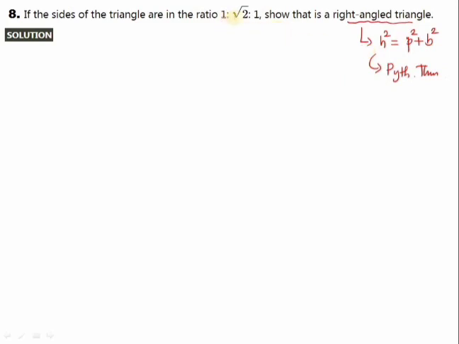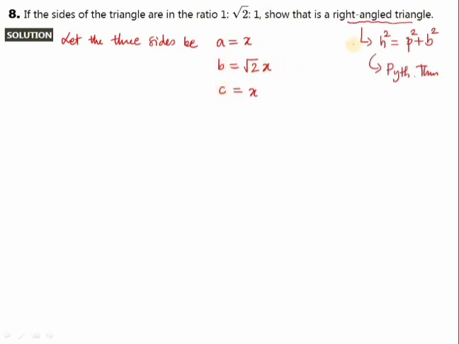So the sides of the triangle are given in this ratio. That's why we'll let the three sides be: A is x, 1 into x is x, B another side is root 2 x, and the next one is C equals x, right? So we have got three different sides. A is x, B is root 2x, C is x.